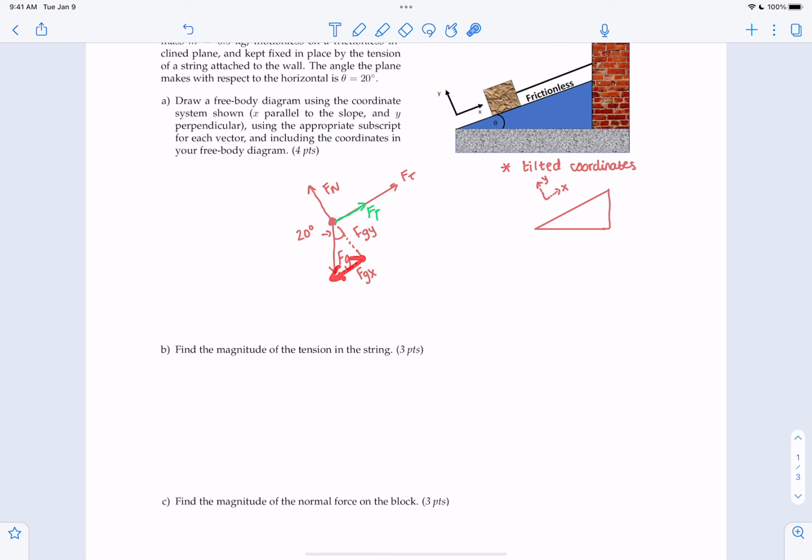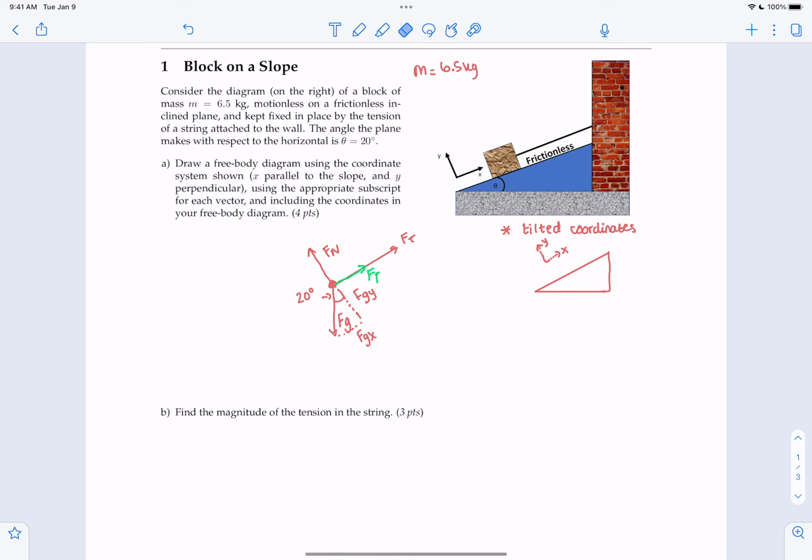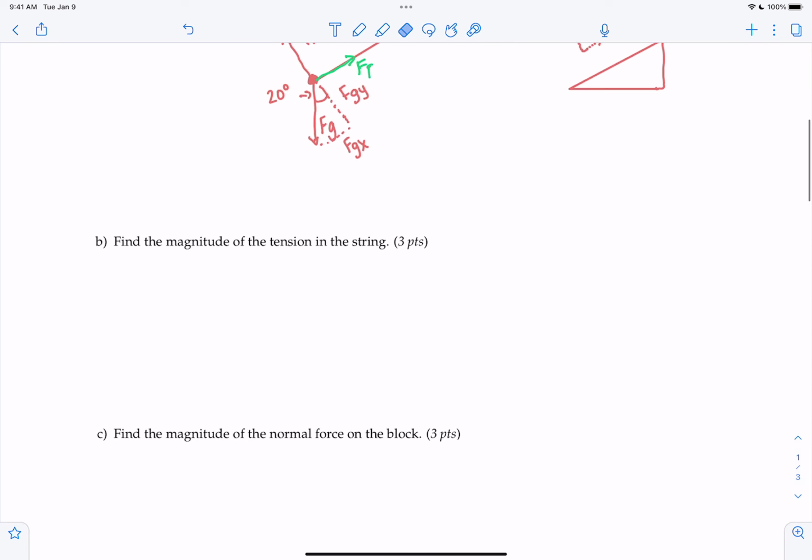And if we have FGX, we want to figure out FT, and we know that F net X, based on the context of the problem, is motionless, or the block is motionless, right? So that means your F net X is equal to 0, because it's motionless. So we can now start to form a little equation here. So we know that F net x is 0.